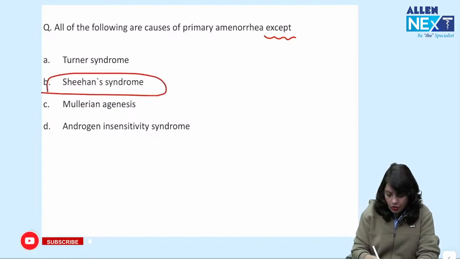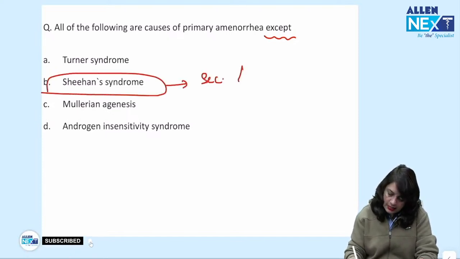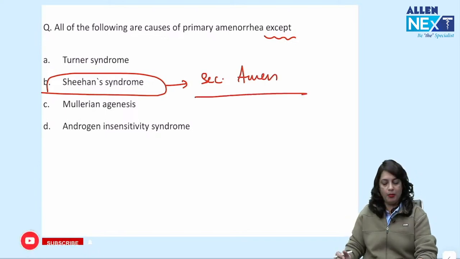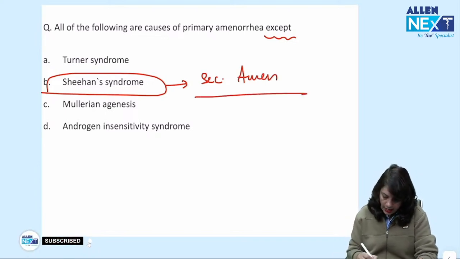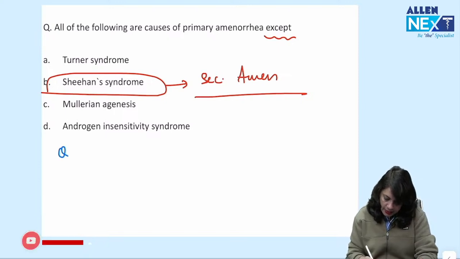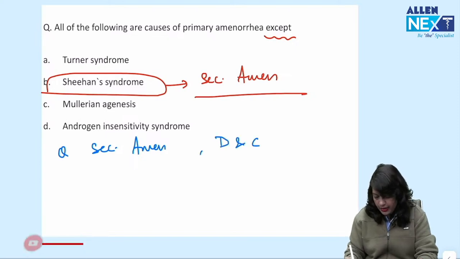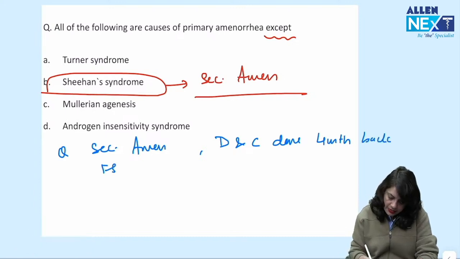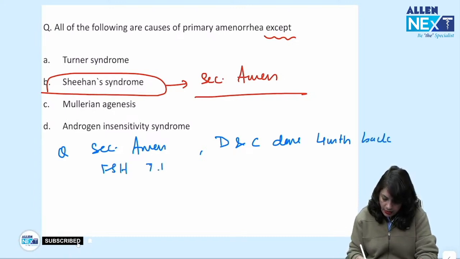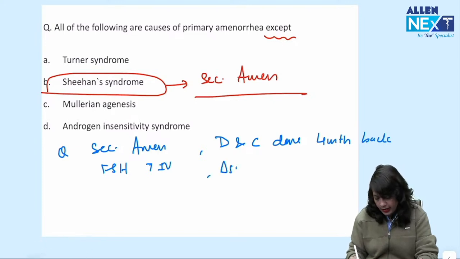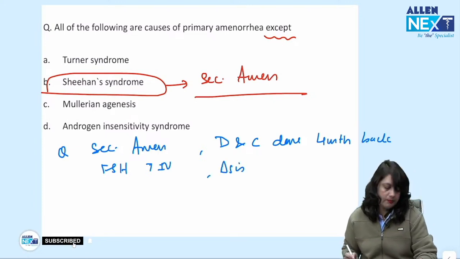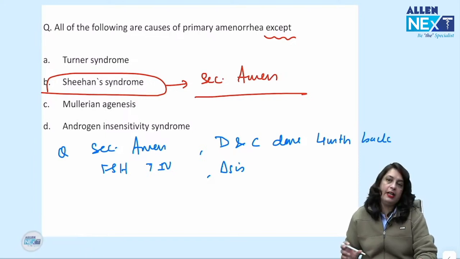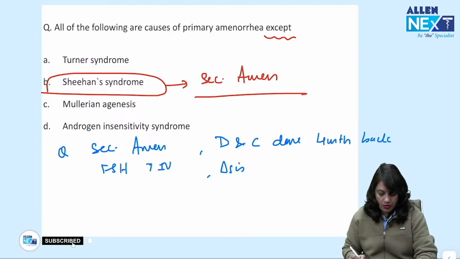Yes, Sheehan syndrome is postpartum pituitary necrosis that is the cause of secondary amenorrhea. One important thing I would like to mention, if there is a female, she presented with secondary amenorrhea, there is a history of DNC done 4 months back and FSH levels are 7 international units. What's your diagnosis? Such a question has been asked. Secondary amenorrhea after a DNC and FSH levels are given. What's your diagnosis in this question?